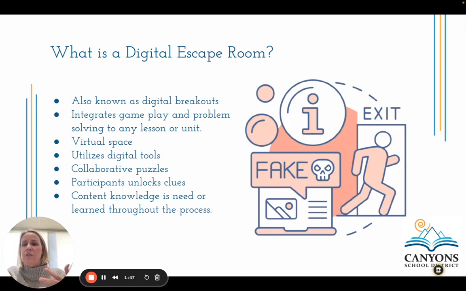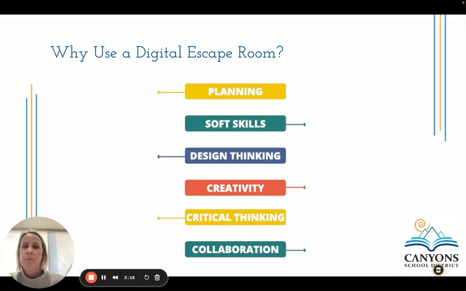But it integrates gameplay and problem solving into any lesson or unit. So it's a great way to connect some things to the standards or what you're having students learn. It's a virtual space. It utilizes digital tools. It has a mixture of collaborative puzzles. Participants unlock clues. And then content knowledge is needed or learned throughout the process. So when we say it integrates gameplay, it's a way to do it in an educational format in a fun way to engage and interact with content.